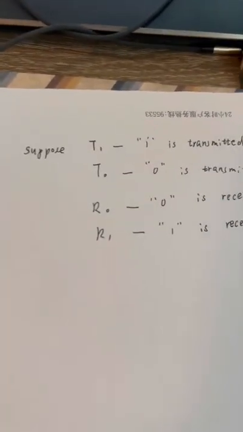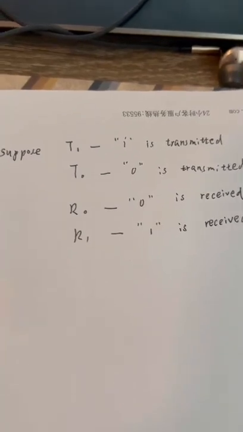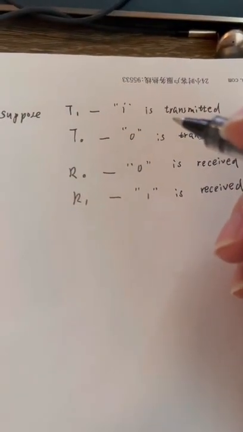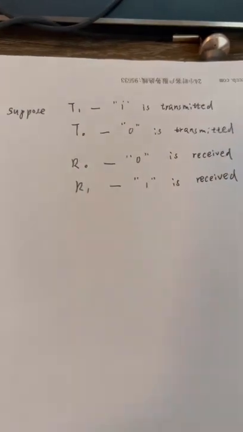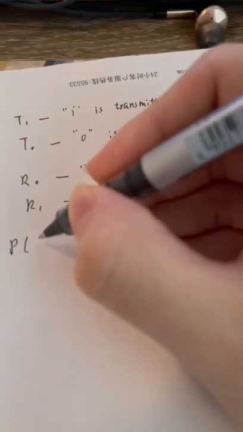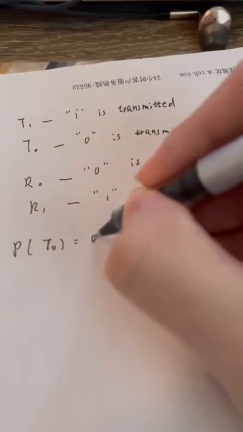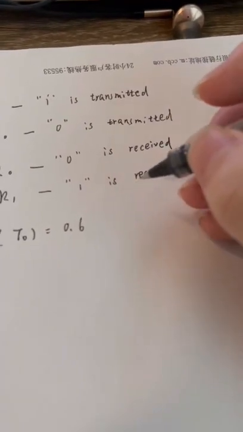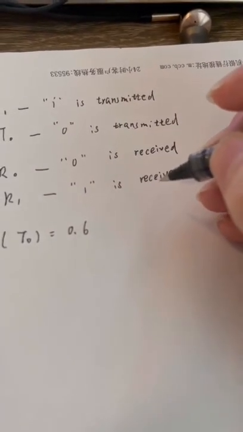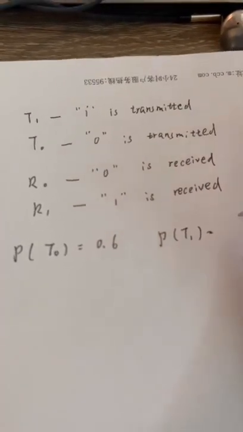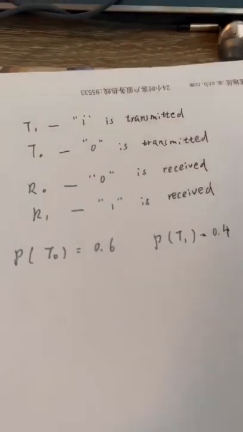Then we will find out what the problem tells us about the probability of these 4 events. It says that the transmitter sends out digital 0 with probability 0.6. So apparently the probability of the event T0 is 0.6. And the transmitter will send out digital 1 with probability 0.4. So apparently P(T1) equals 0.4.